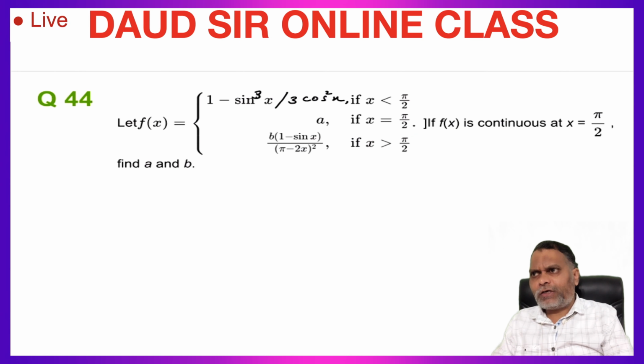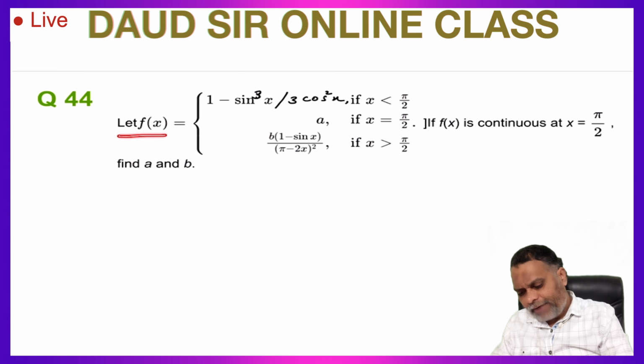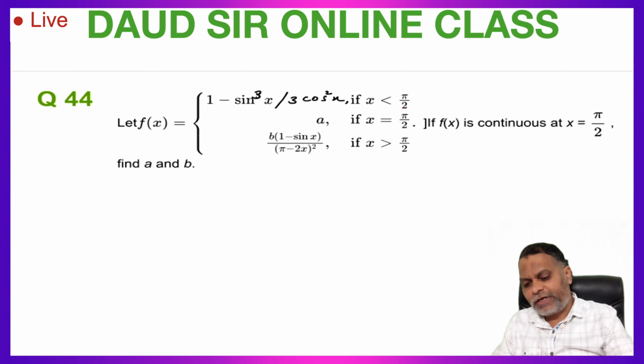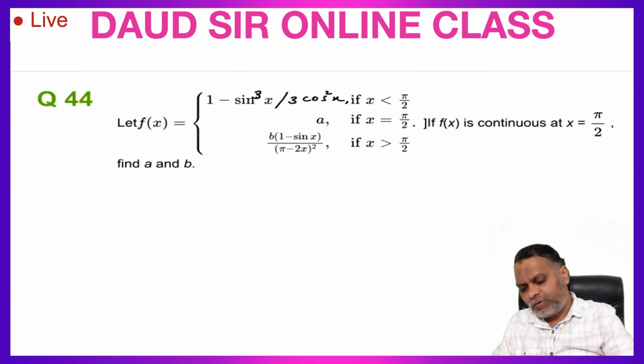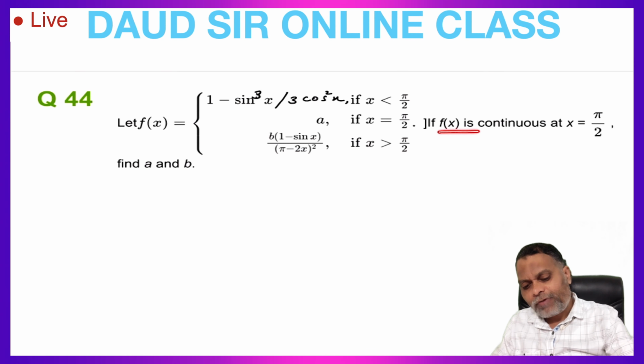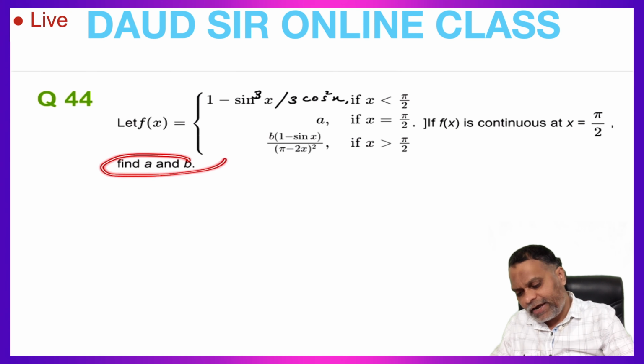Question number 44. Let f of x is equal to (1 minus sine cube x) upon 3 cos square x if x is less than pi by 2. f of x is equal to a if x is equal to pi by 2, and f of x is equal to b into (1 minus sine x) upon (pi minus 2x) whole square if x is greater than pi by 2. If f of x is continuous at x is equal to pi by 2, find a and b.